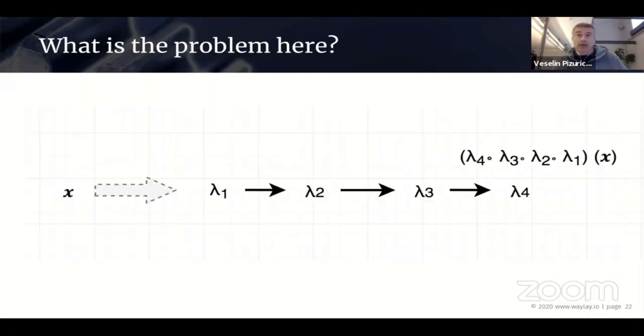So what's actually the problem? If you do the function chain, and here I have, let's say, four Lambda functions, and you just do that, basically, you are working with the lambda calculus.